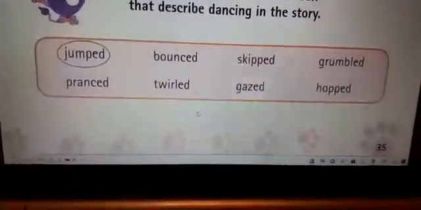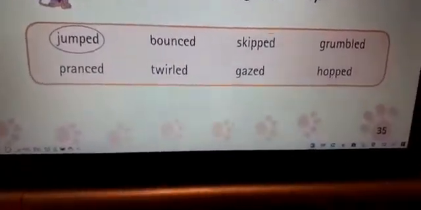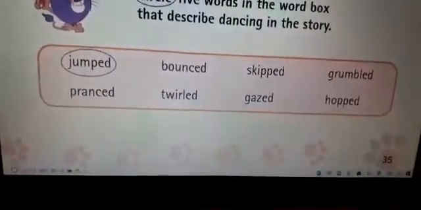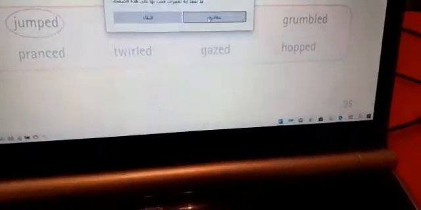Also, we have another warm-up question. I think we need to stop here and go to the worksheet. Let's go to the worksheet. So we need to study these words before answering them. Now, let's go to the worksheet.